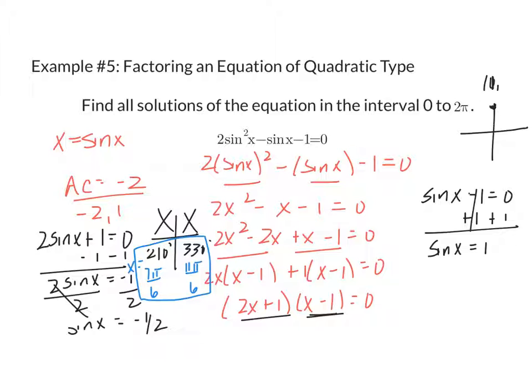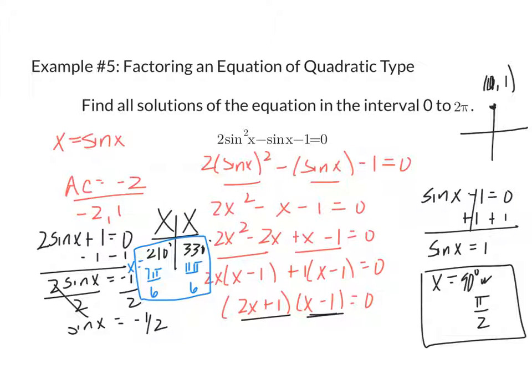Excuse me, I think I just stated that wrong. Sine is your y value, and so this ordered pair is 0, 1. And so at the 90-degree angle, x is going to be 90 degrees, or you can say pi over 2. All right, and that's all for this example. Let's look at the next question.